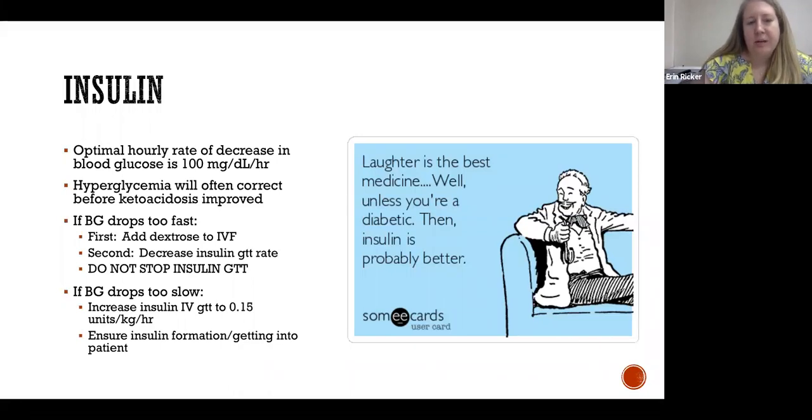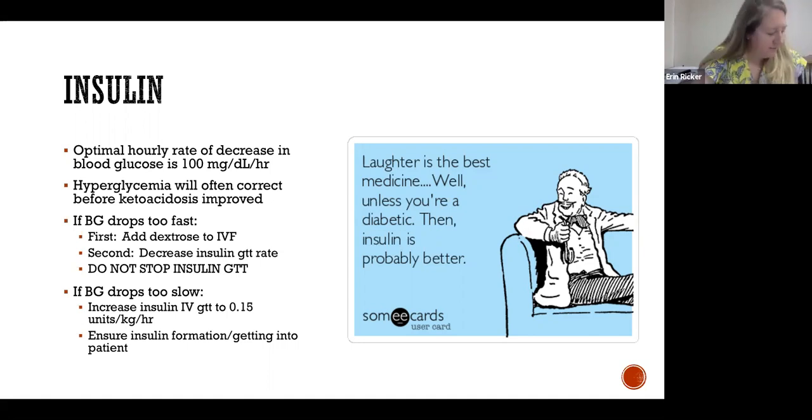If your blood glucose drops too quickly, you can then add some dextrose to your fluids first, and then second, you might end up having to decrease your insulin drip rate. But again, you don't want to stop that insulin because that insulin is important to stop the whole process of DKA. It stops that catabolism. So that's really the problem in DKA, not so much the hyperglycemia, though that is playing a large role. If it drops too slow, you might need to increase your insulin drip a little bit.